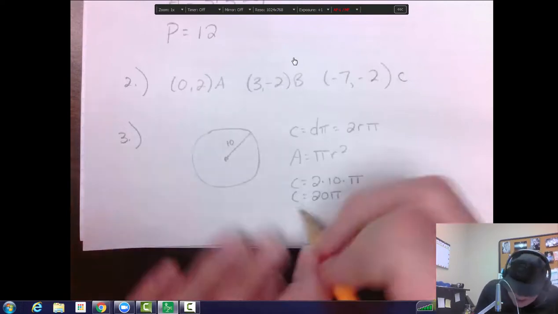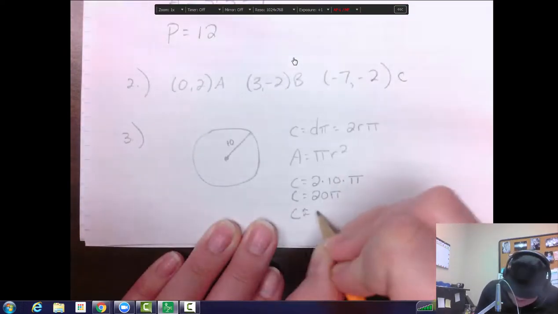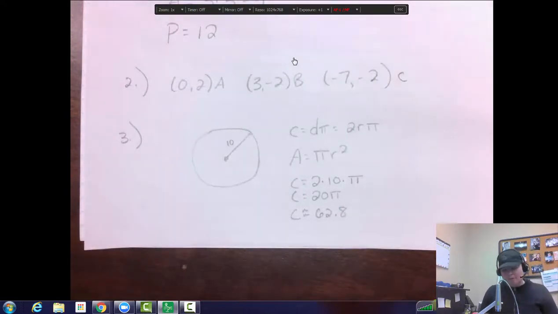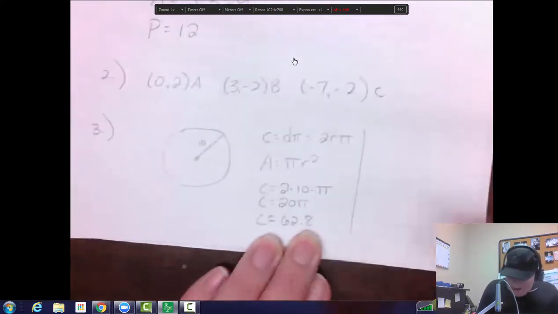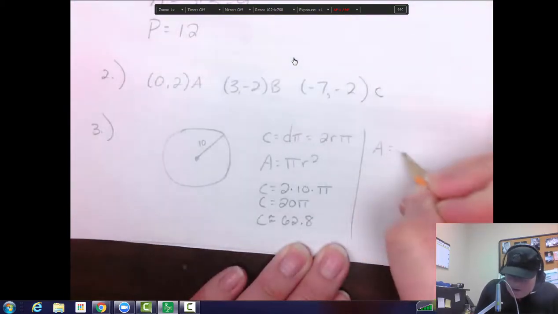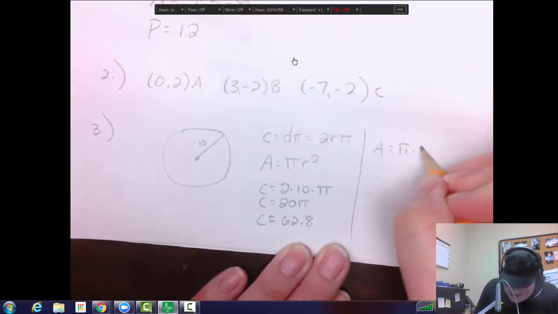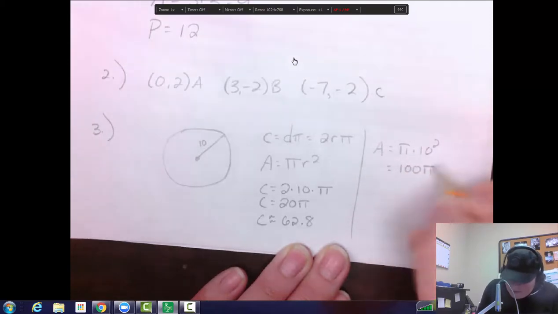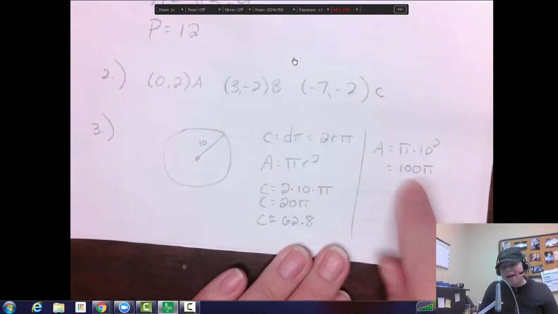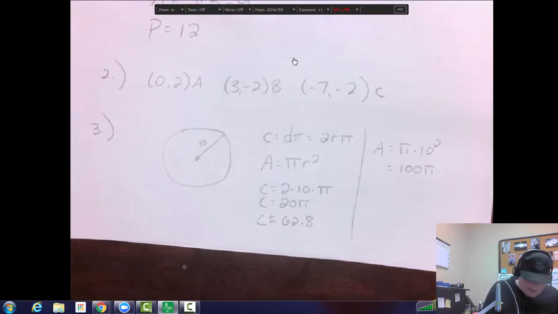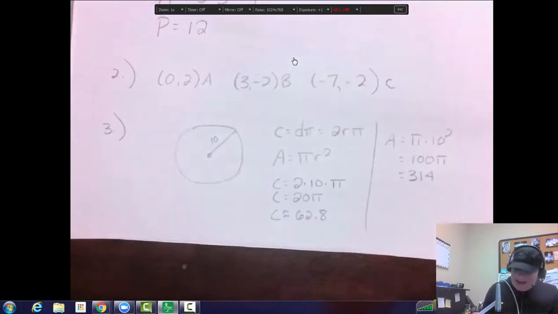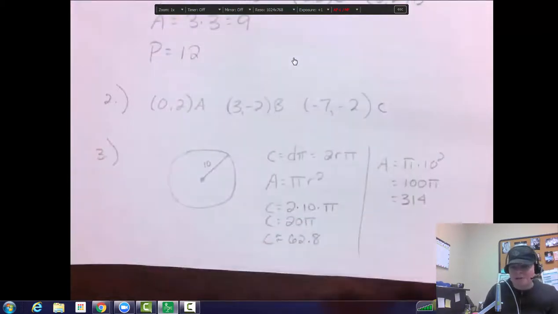So I could estimate this at 62.8. Kind of depends on the problem, what they're looking for. For area, we know area is equal to pi r squared, so we have pi times 10 squared. Same idea, we could do 100 pi. Always write the pi after. We could do 100 pi, or we could do 100 times 3.14. That's 314.